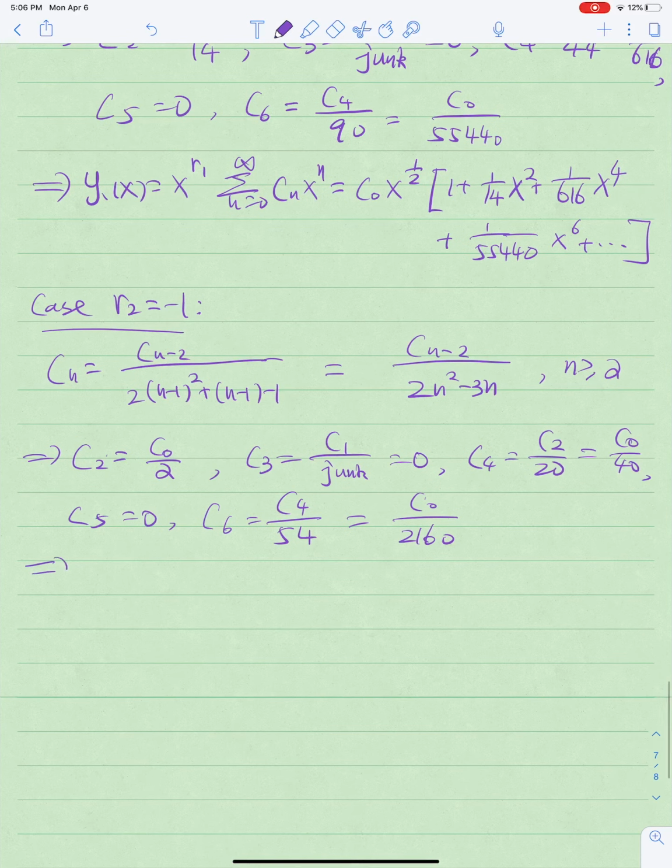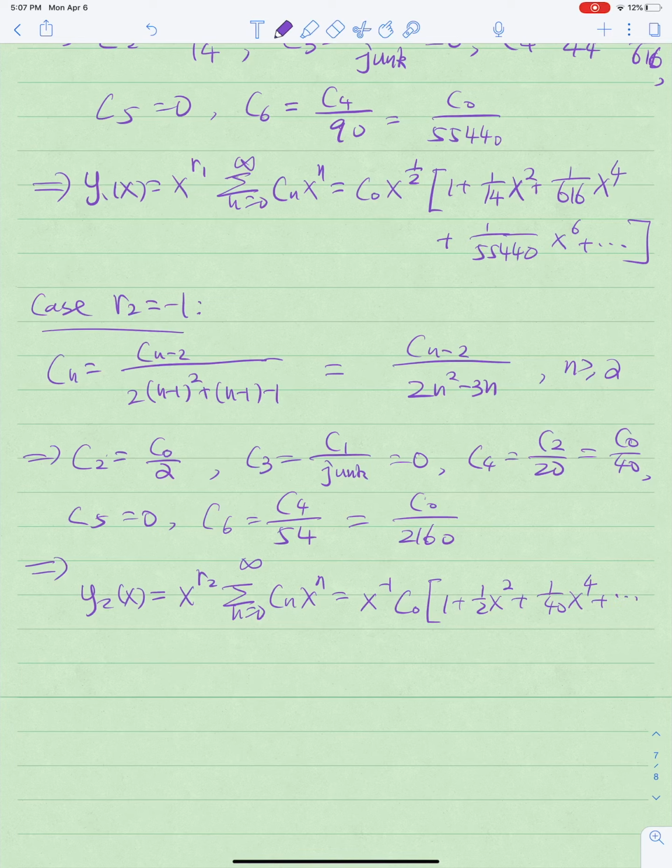So then our y2(x) is, with r equal to -1 and factoring out a C0. So this is our solution.